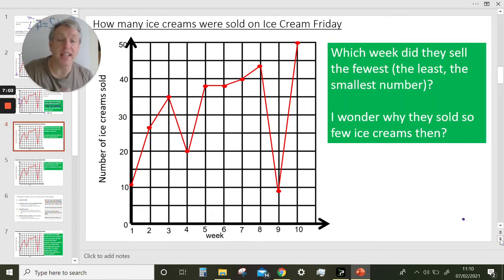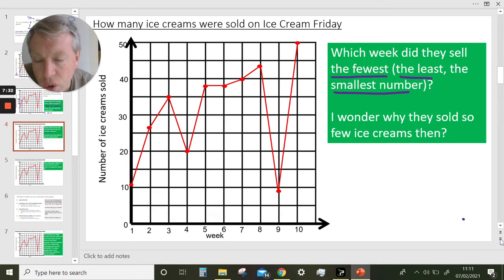Which week did they sell the fewest? Now, we had that word in the last lesson. I want us to know, it's not an easy word to know, the fewest, and it means the least or the smallest number. So what are we looking for on our graph? We're looking for the smallest number. Okay, we're looking for where the line goes lowest. So we're looking for where the line goes low.